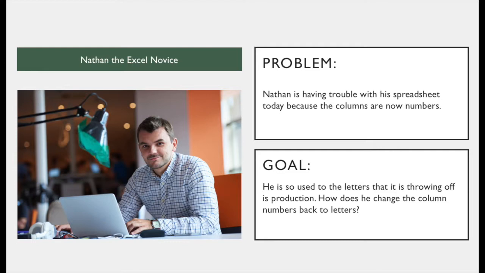Today Nathan is having some trouble with his spreadsheet because the columns are now numbers. He's used to the letters and it's throwing off his production now. So how does he change the column numbers back to the letters?